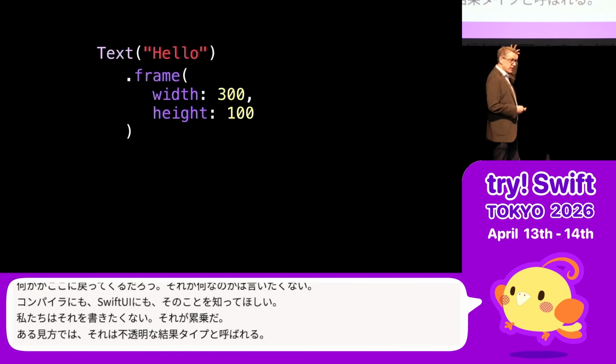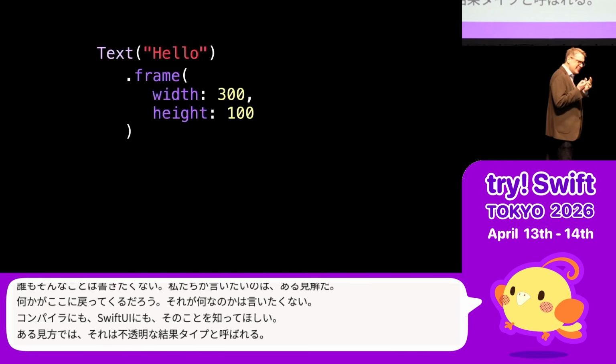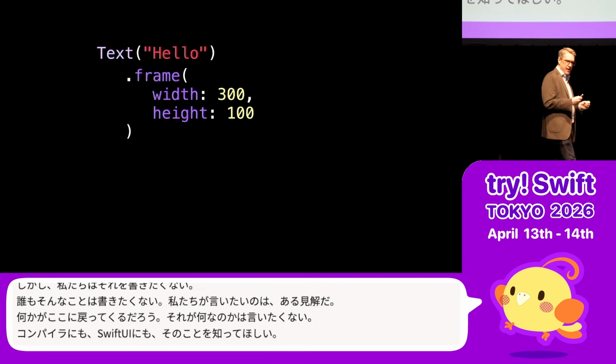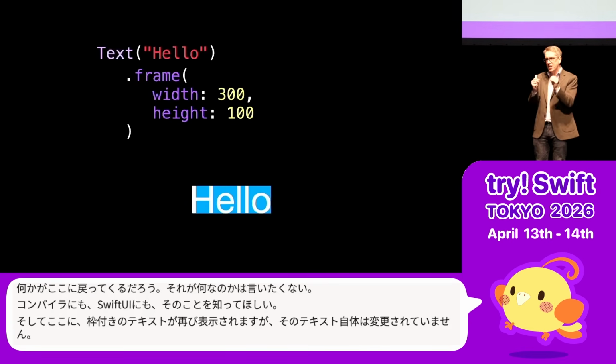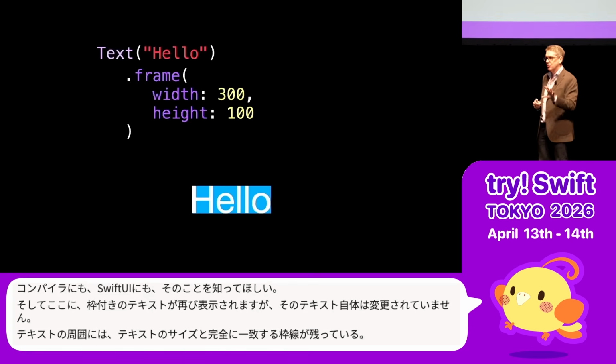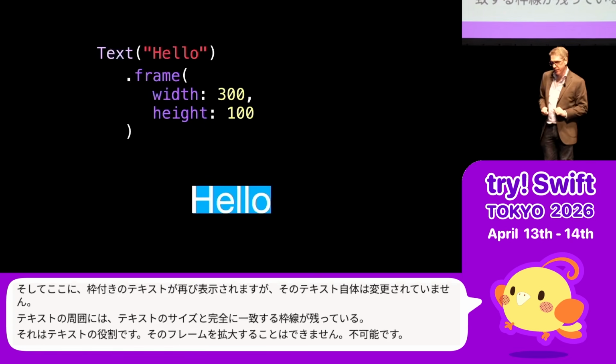And here we have our text again with a frame, and that text has not changed. The text still has an exact frame around it, matching the size of its text. That is the text role. You cannot expand that frame. It's not possible. That is always frame.